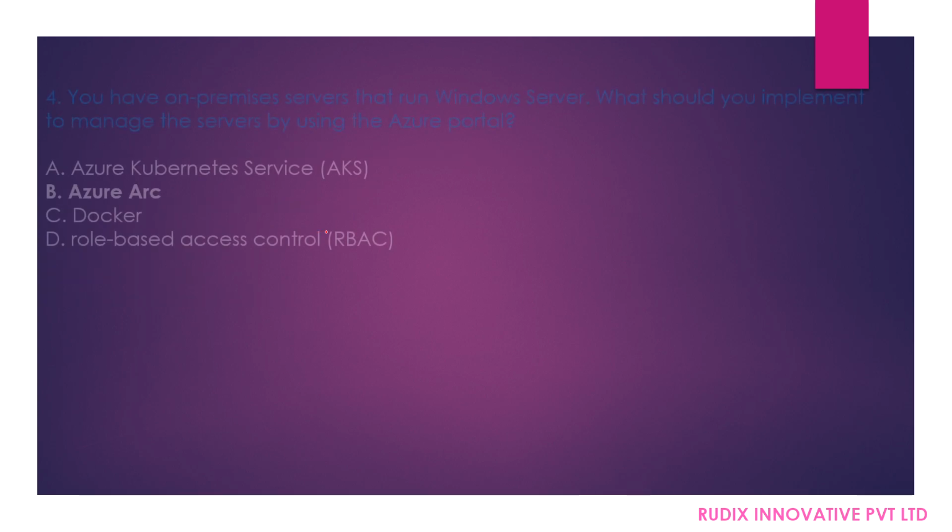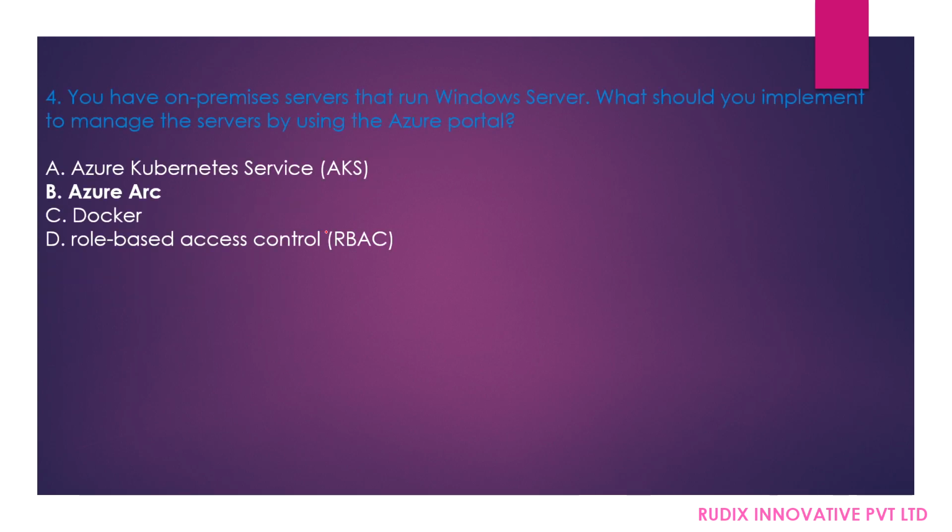Next question. You have on-premises servers that run Windows Server. What should you implement to manage the servers by using the Azure portal? The options are Azure Kubernetes Service, Azure Arc, Docker, role-based access control. Here the answer is Azure Arc. I will explain why.